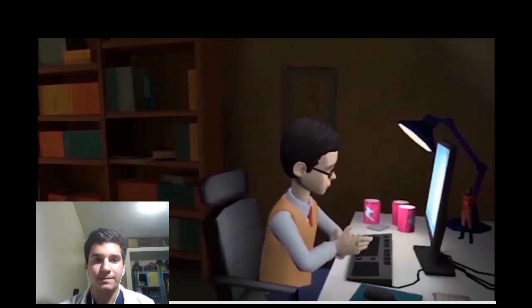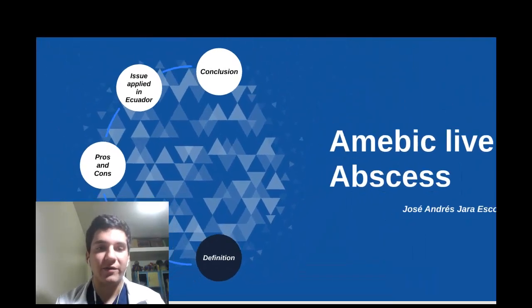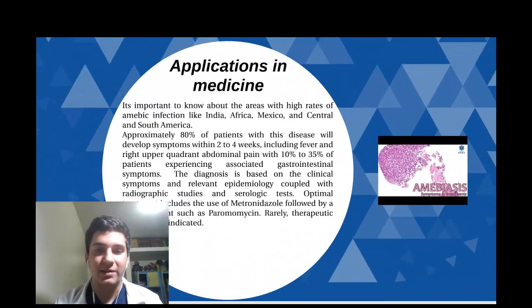Applications in medicine. It's important to know about the areas with high rates of amebic infection like India, Africa, Mexico, and Central and South America. Approximately 18% of patients with this disease will develop symptoms within 2 to 4 weeks, including fever and right upper quadrant abdominal pain, with 10% to 35% of patients experiencing associated gastrointestinal symptoms.